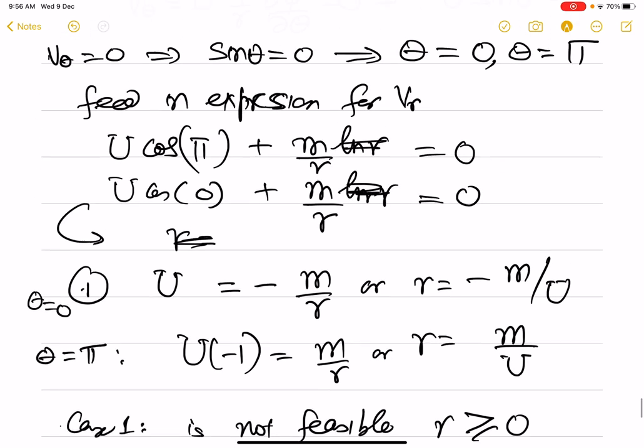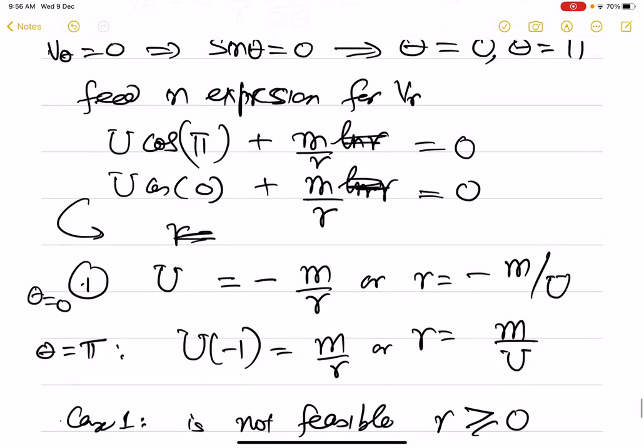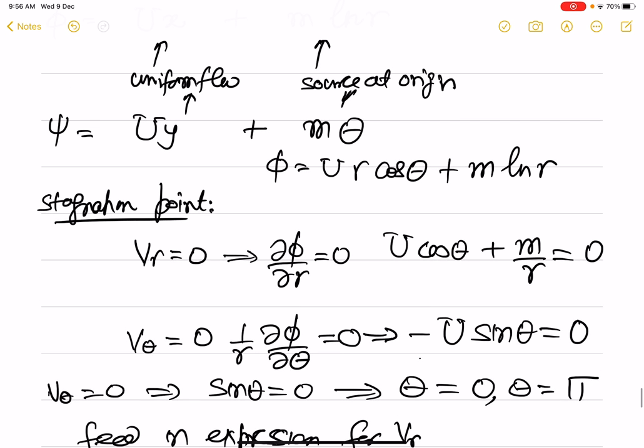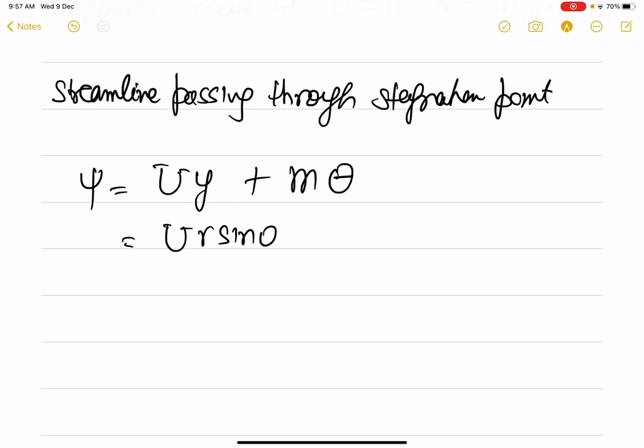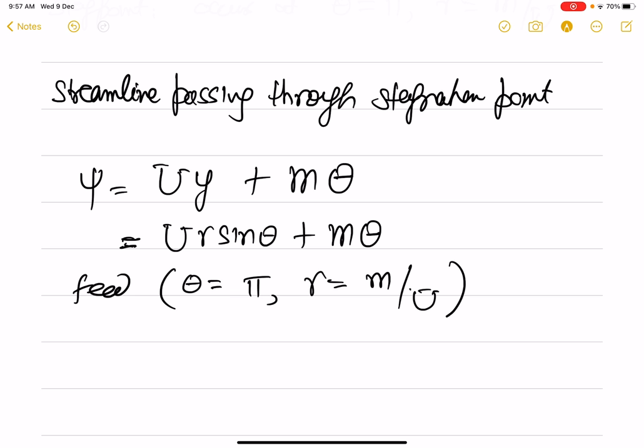So the stagnation point, as we have seen, was given by r is equal to m by u. Now the equation of the streamline is u y plus m theta. So let's write the general equation: psi is equal to u y plus m theta. So now we first write u times r sine theta plus m theta. Here we feed in theta is equal to pi and r is equal to, what was the value of r? r was equal to m by u. So when we feed this in here, what we get is the value of psi.